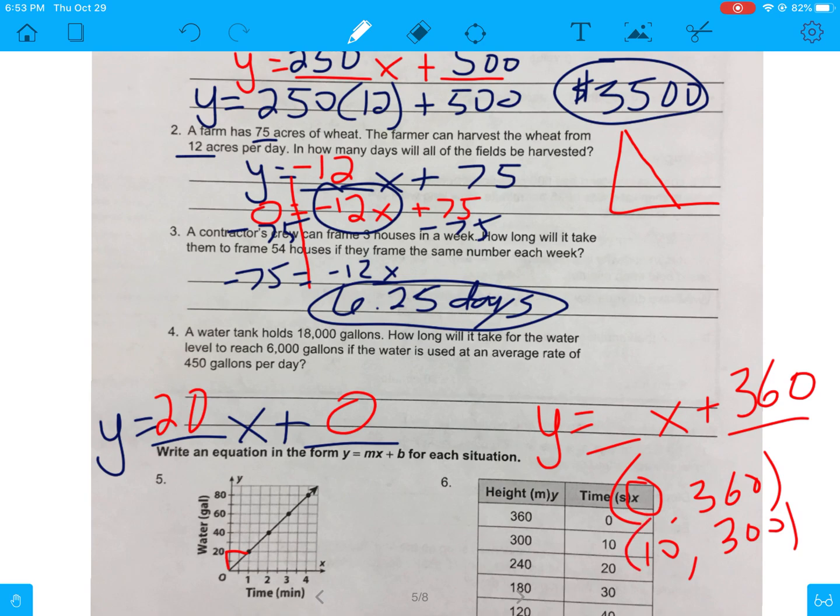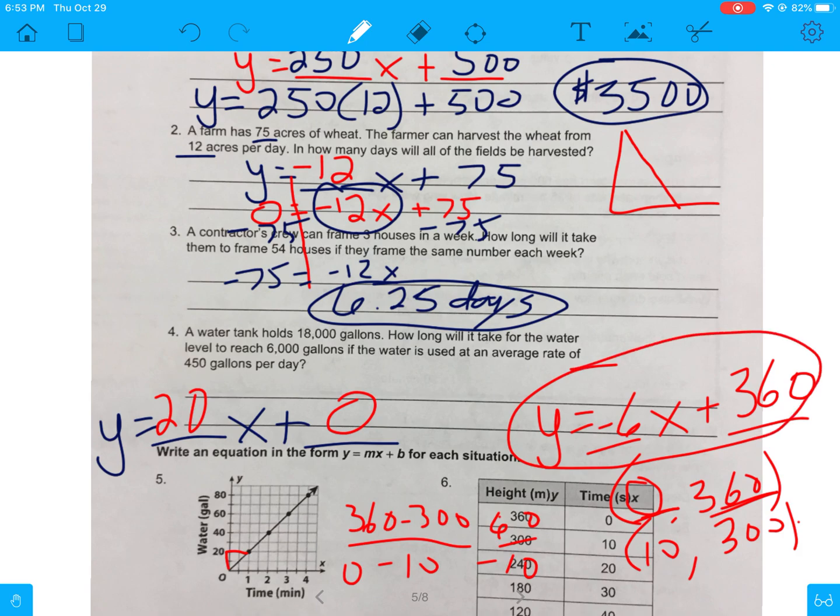So if you do change in y divided by change in x, you can do 360 minus 300, which is 60, divided by, if we started here, we have to start with a 0, 0 minus 10. So it's going to be 60 over negative 10, which is negative 6. So that is the equation. y equals negative 6x plus 360.